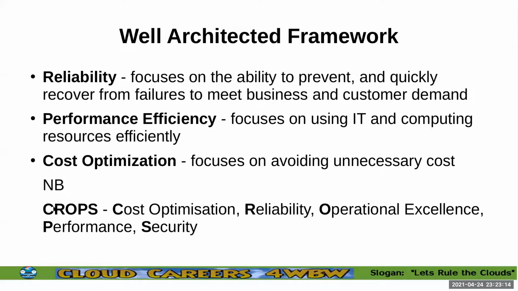And this is a way I figure out you can remember that. CROPS: C is cost optimization, R is for reliability, O is for operational excellence, P is for performance, and S is for security. We have seen questions that ask you to recognize the points that belong to the well-architected framework. And so just being able to remember them, and it's good when you do know where they belong.